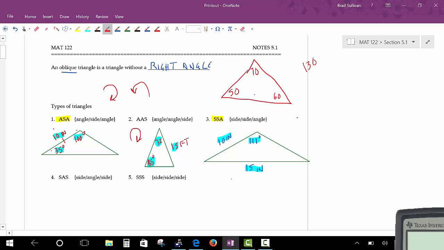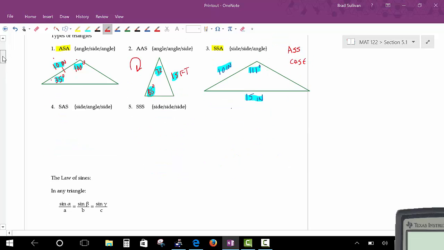One thing I always kind of laugh about is I never see a trigonometry textbook ever call it the ASS case, although I kind of refer to it a lot that way. And I teach it that way because students seem like they remember it better. So if you want to consider that to be the ASS case, then you can definitely do that if you want to. All right, so the next thing we have is a side angle side case.